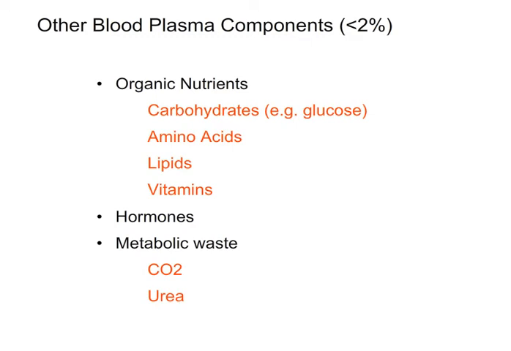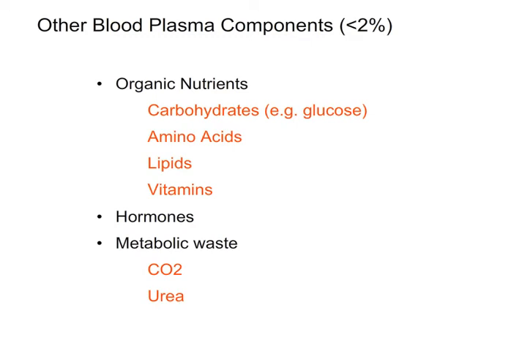And finally, there's also vitamins present in the bloodstream. For example, your B vitamins, your K vitamins, and some of these, such as vitamin K, are absolutely essential for blood clotting or hemostasis. In addition to the organic nutrients, we also have hormones. Remember that hormones were chemical messengers that were manufactured by our endocrine organs, and these hormones are transported from the endocrine tissue through the bloodstream into their target tissue, where they're going to have an effect. And finally, there's some metabolic wastes in the blood plasma as well.